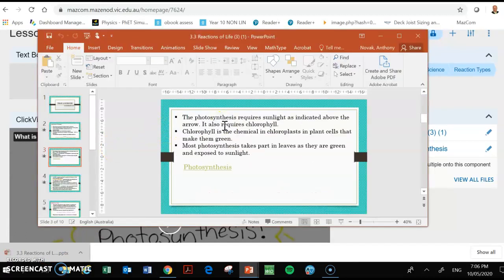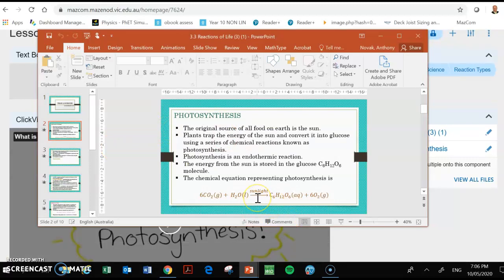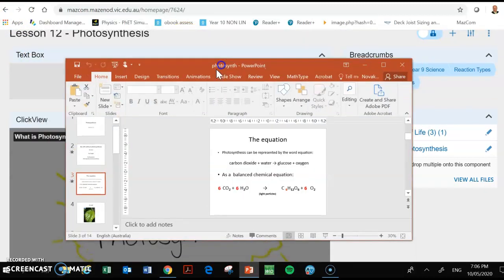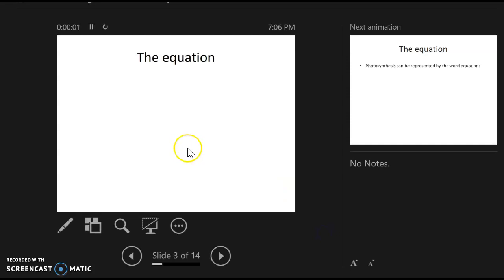And let's have a look. And there's that chemical equation, which is not balanced properly. Actually, there's a mistake in there. So let me show you my version. So make sure that you know the equation very clearly. You are expected to know it off by heart and fully balanced. So let's have a look.